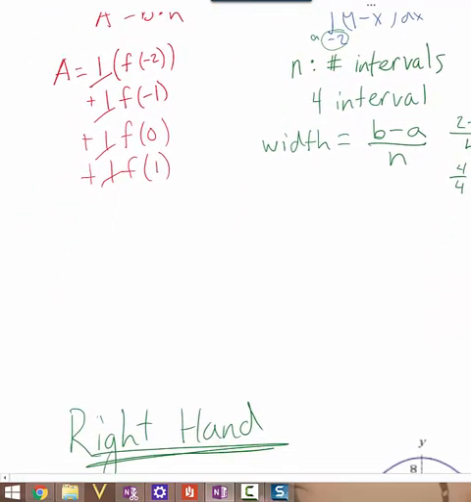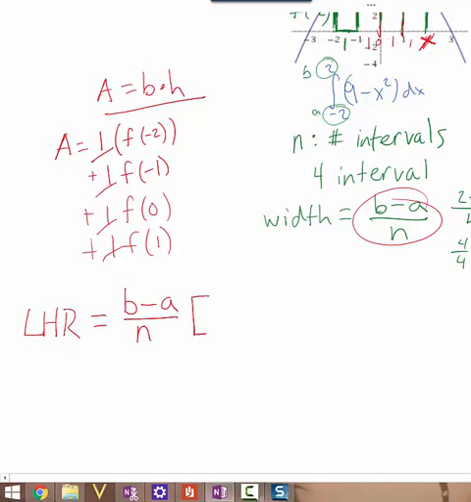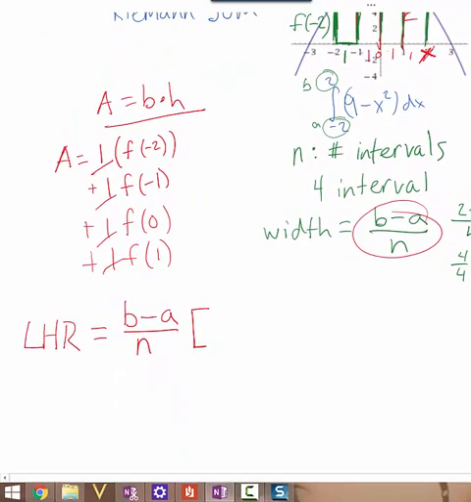So when we get into an actual formula, the left-hand Riemann sum is equal to, remember, base times height. The base was B minus A divided by n, times the heights, which are all of our y values. We call the first y value f of x0, plus f of x1, and you just keep adding all of your y values until you get to f of xn minus 1, and that's our formula.